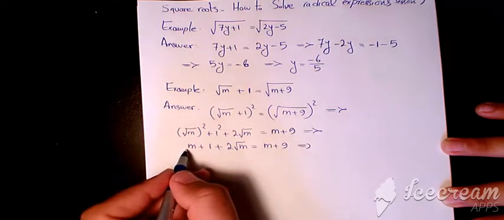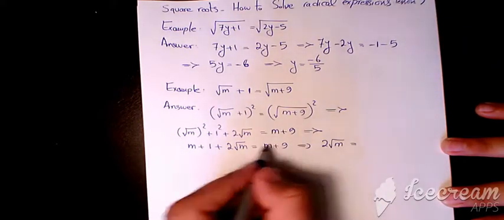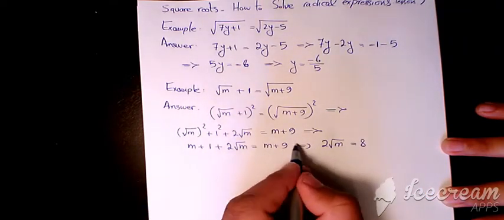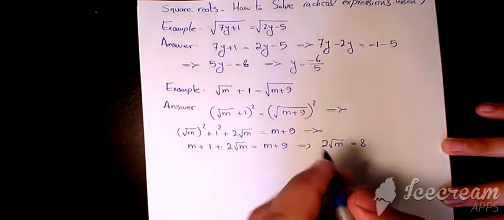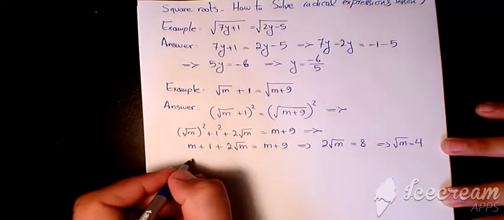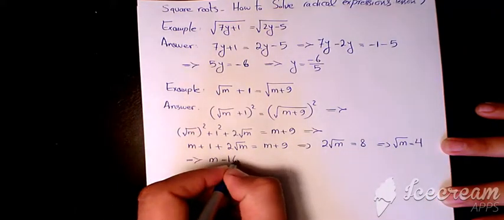M and m cancel each other and we end up having 2 root m equals 9 minus 1. Because 1 goes to this side, it's going to be minus, so 9 minus 1 is 8. And we have 2 root m. Then root m will be 4, so m will be 16.